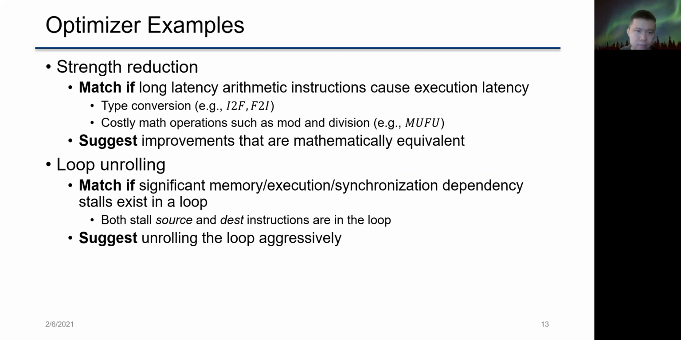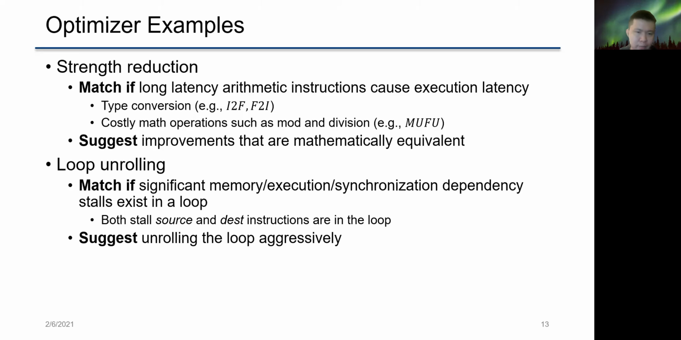For strength reduction optimization, we match long latency arithmetic instructions that cause execution latency. For instance, we have long latency type conversion instructions and division instructions. It suggests we can improve the code by replacing long latency instructions with cheaper instructions that are mathematically equivalent.